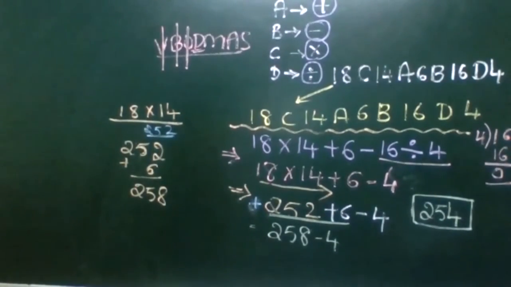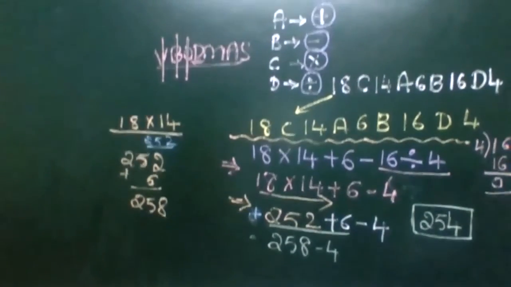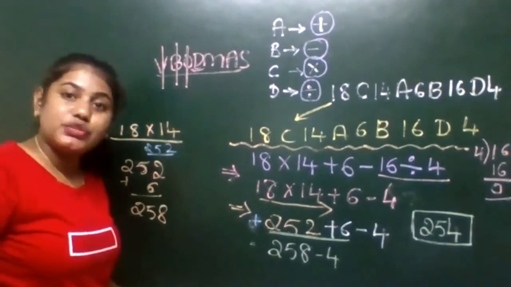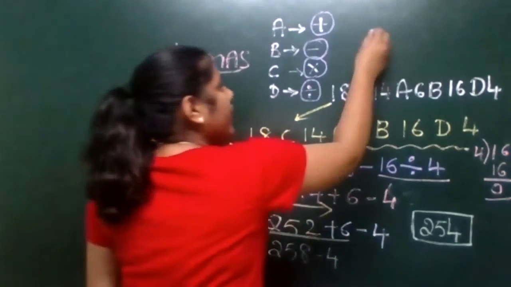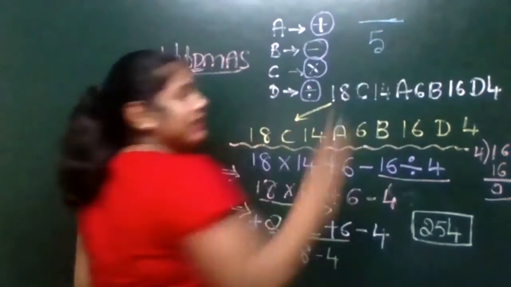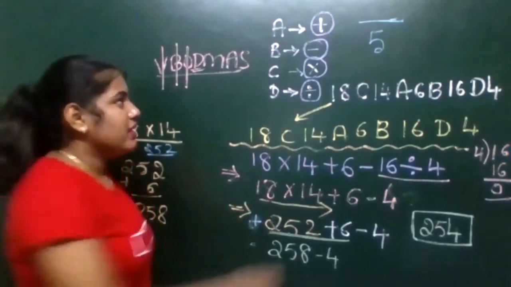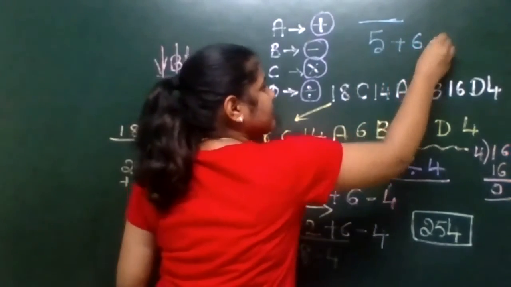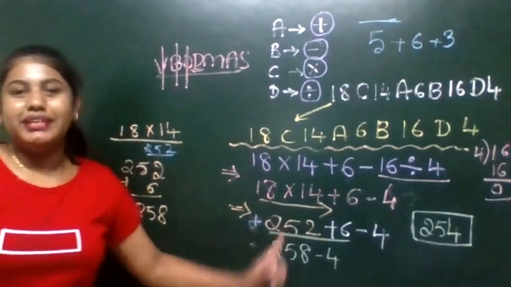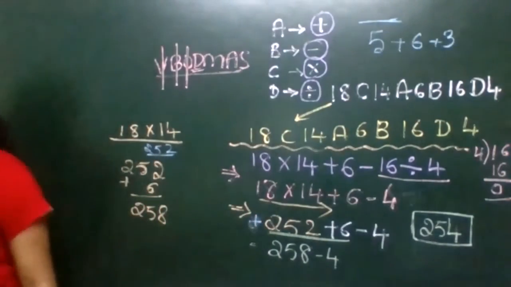Ma'am, what stands for V? We don't get V in actually. In mathematics, if I have any number and a bar over it, we call it a vinculum. Okay, ma'am. Thanks, ma'am.